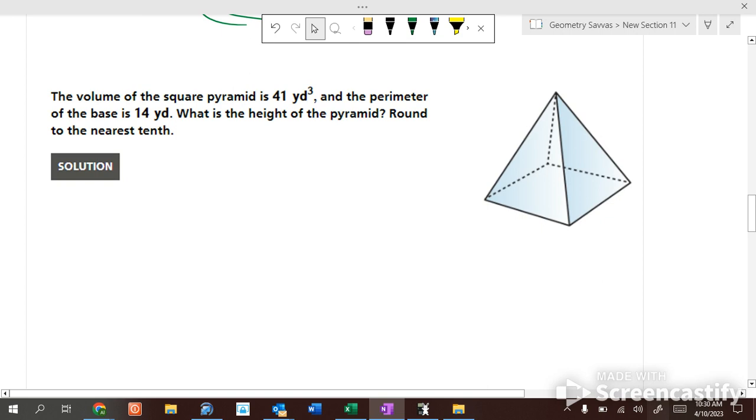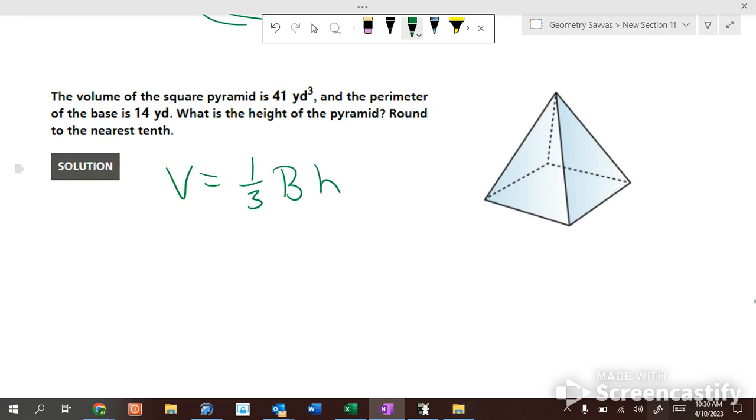The volume of a square pyramid is 41 cubic yards, and the perimeter of the base is 14 yards. What's the height of the pyramid? Volume of a pyramid is 1/3 the area of the base times the height. So the perimeter of the base is 14. So what's the length of each side if the perimeter is 14? 3.5.